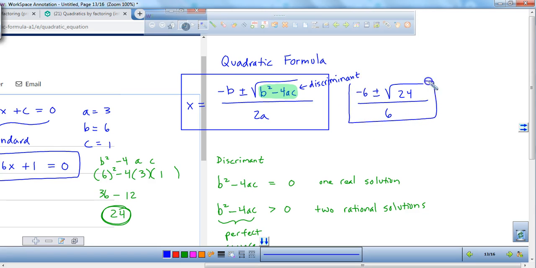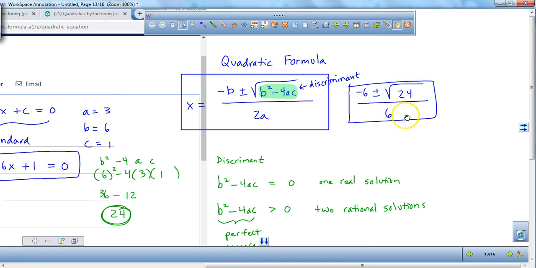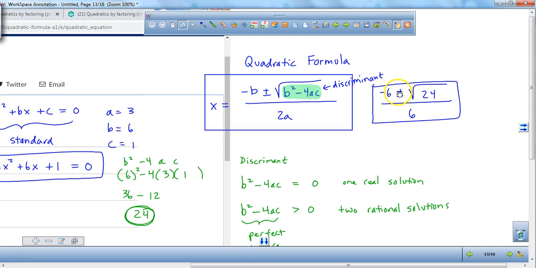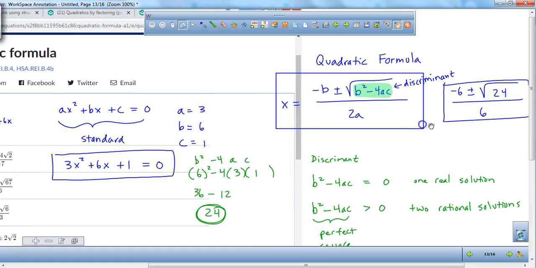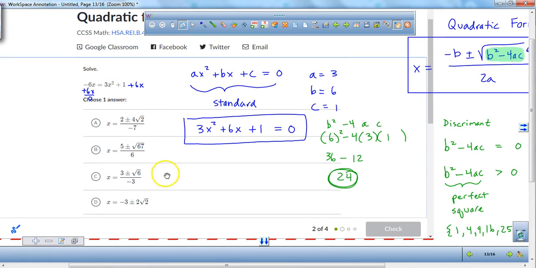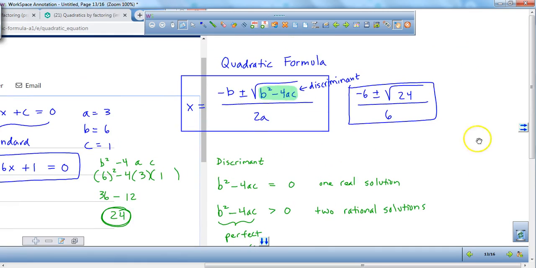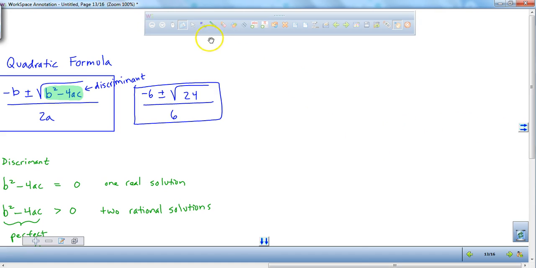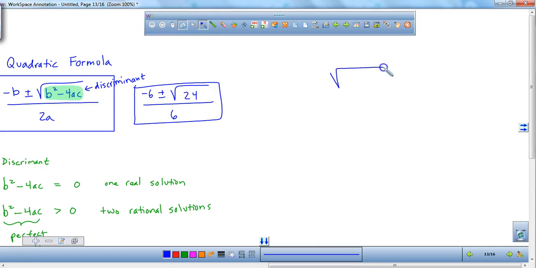So here we go. We have a couple of answers. Now you'll notice none of our answer choices have -6 plus or minus the square root of 24 over 6. None of them look like that because we actually have to simplify this. We have to simplify the square root of 24. How do you do that? You've got to break it down into its factors. Well, what are the factors of 24? 4 and 6. What does 4 break down to? 2 and 2. What does 6 break down to? 2 and 3.